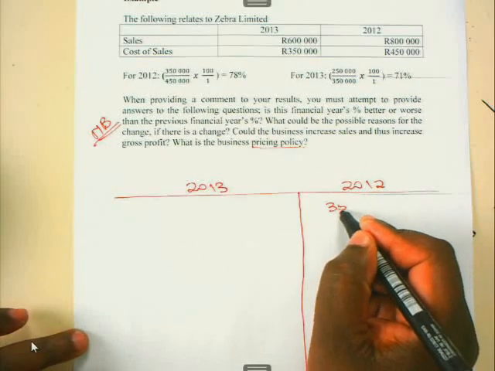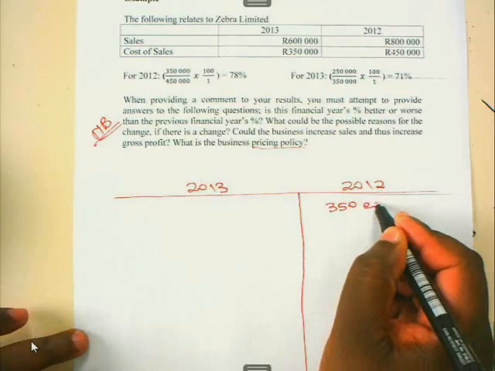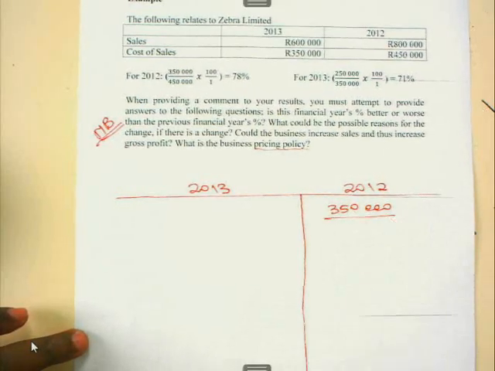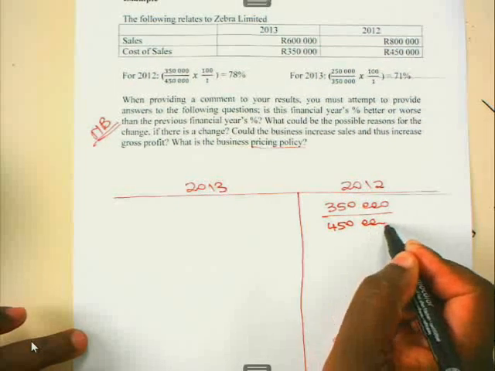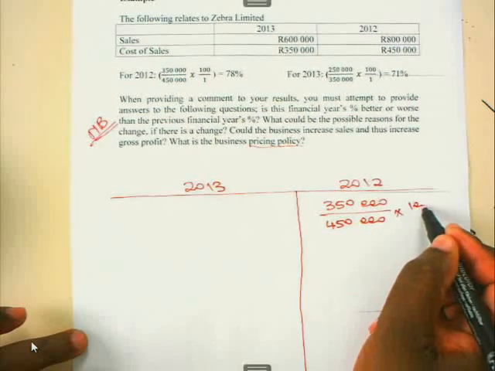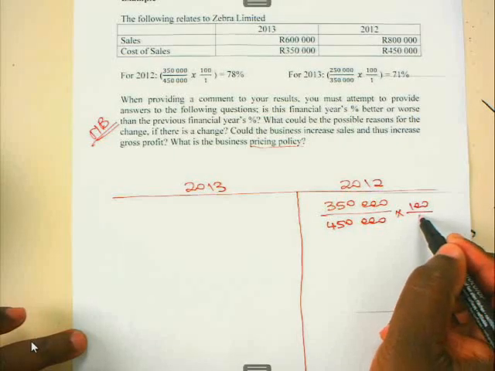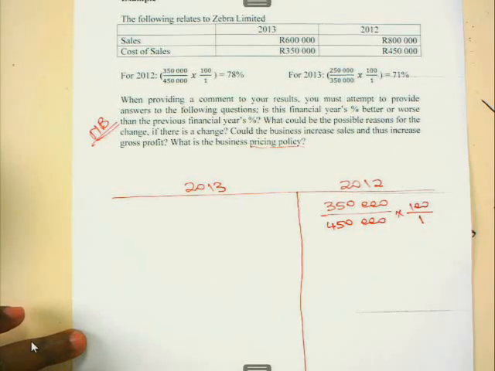Therefore, it will be 350,000 over cost of sales. Our cost of sales is how much? Our cost of sales is 450,000. We'll multiply that by 100 over 1. What are we trying to prove with this ratio? We want to see if there were any changes, any major changes in the cost of the goods sold.